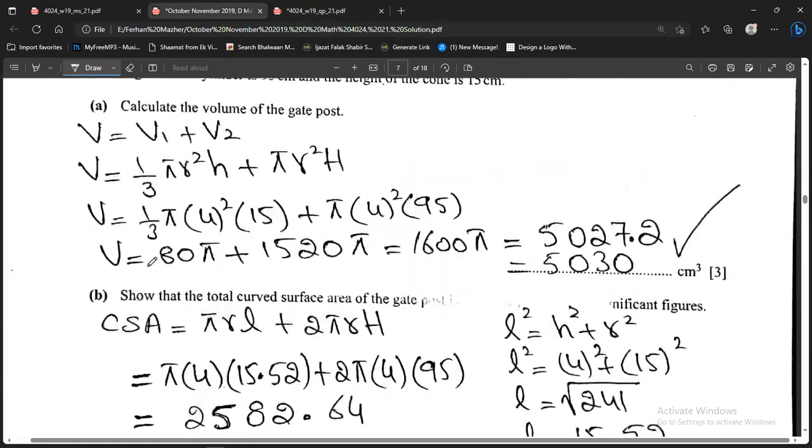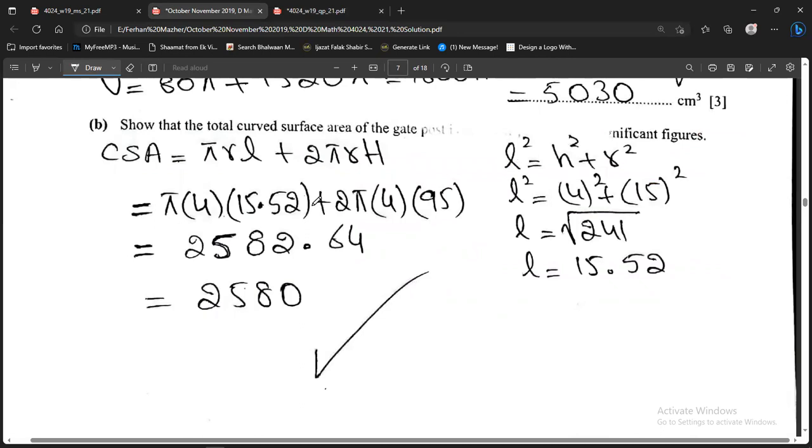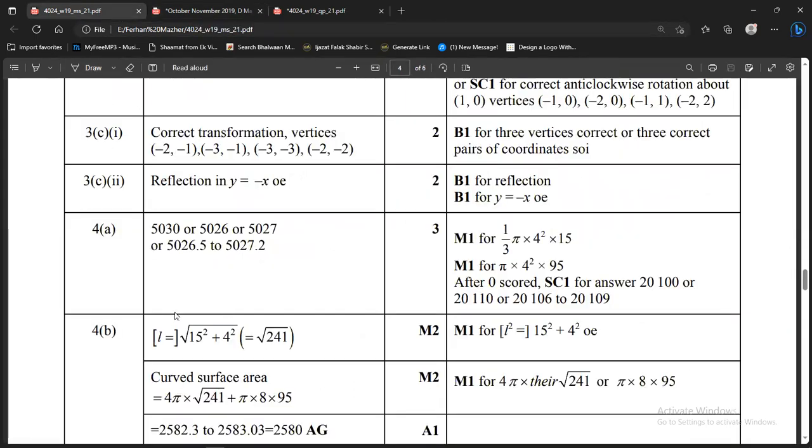First of all, I need to find the slant height of that cone. You know, l squared equals h squared plus r squared for the cone. So l squared will be equal to 4 squared plus 15 squared. That is 241. Take the square root on both sides. So l will be 15.52. Now the curved surface area of this post will be pi rl plus 2 pi rh. So it will be pi into 4 into 15.52 plus 2 pi multiply 4 multiply 95. And that will be 2582.64. If you round it off, it will be 2580.